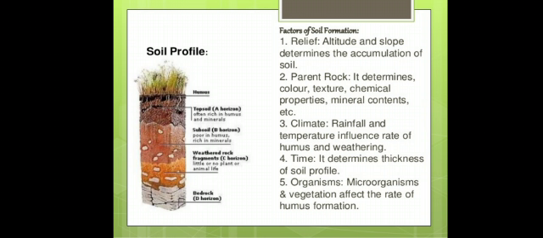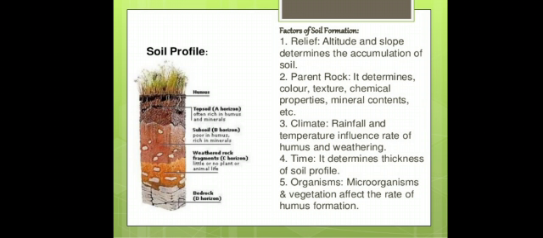Now, moving to a very important topic, that is factors affecting soil formation. So, we have 5 factors affecting soil formation. The very first factor is relief. Altitude and slope determine the accumulation of soil. The elevation and nature of slope influence the rate of weathering and drainage of water. Thus, flat areas have a thicker layer of soil as compared to steep slopes.